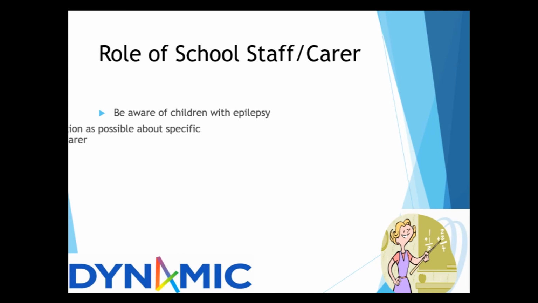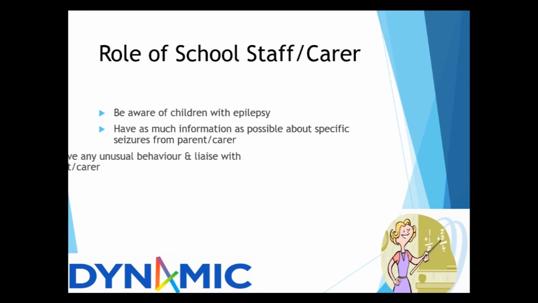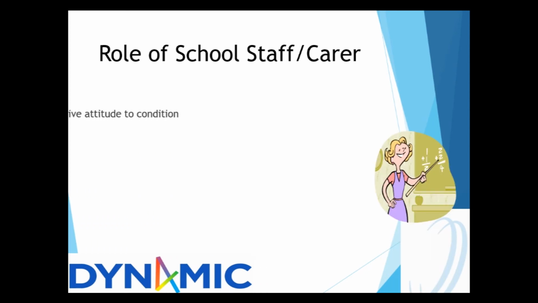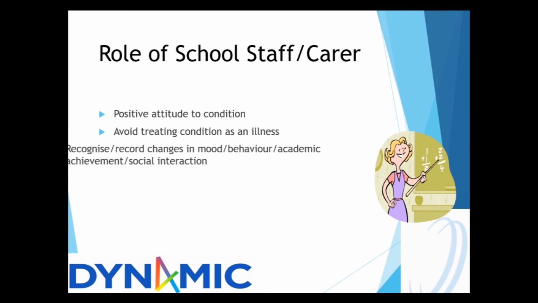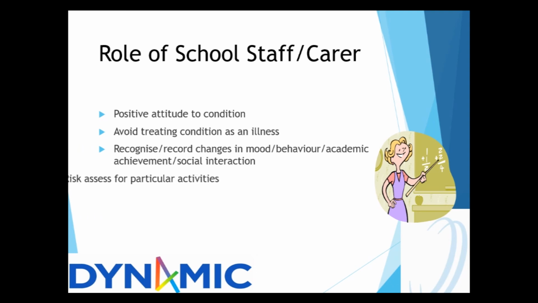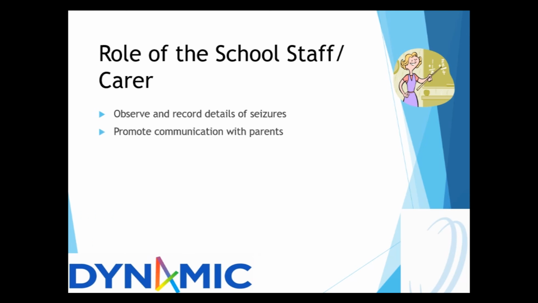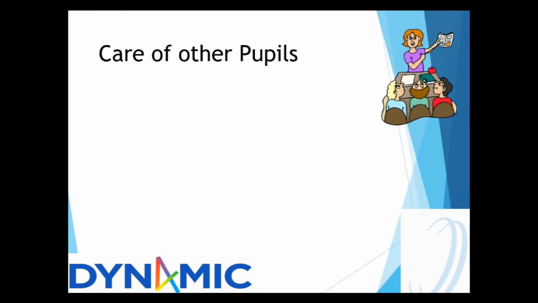Be aware of children with epilepsy. Have as much information as possible about specific seizures from the parents or carer. Observe any unusual behaviour and liaise with the parents or carer. School staff may be the first to pick up on the seizure, absences, or what looks like daydreaming. Have a positive attitude towards the condition. Avoid treating the condition as an illness. Recognise and record changes in mood, behaviour, academic achievement, social interaction. Risk assess for particular activities. Observe and record details of seizures. Promote communication with parents. Minimise embarrassment.